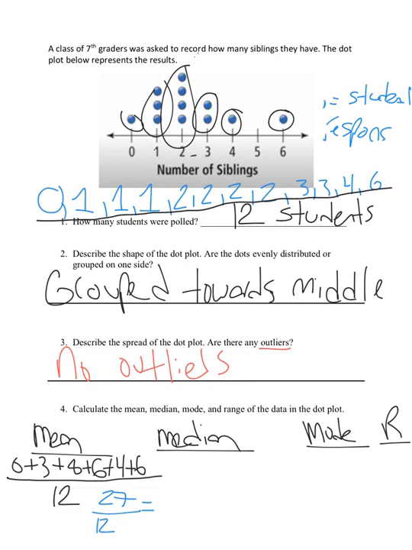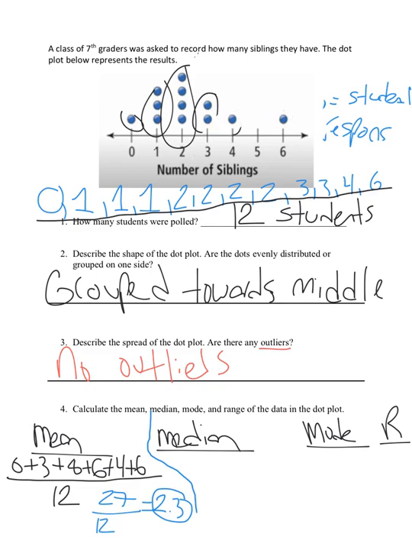So if we divide 27 by 12, we'll round it off to the nearest tenths place. We'd end up with 2.3, 2 3/10 as our mean. That tells us out of the student survey, they roughly have about 2 siblings each. That's the average. Now to find the median, we can use our dot plot to find the median as well.